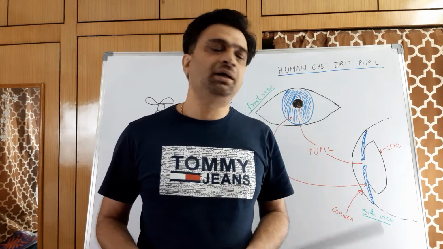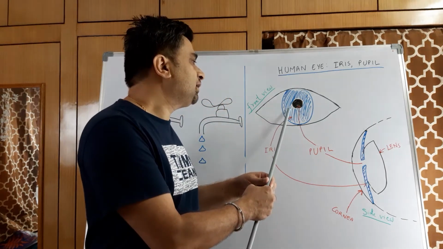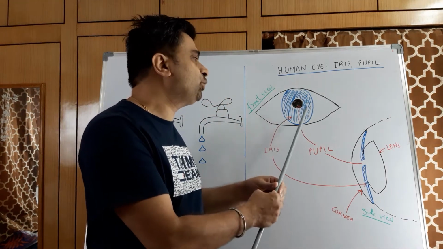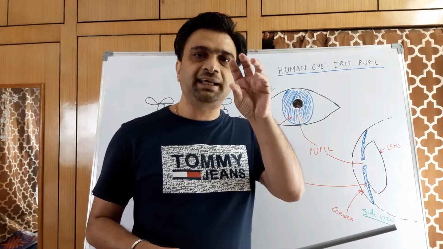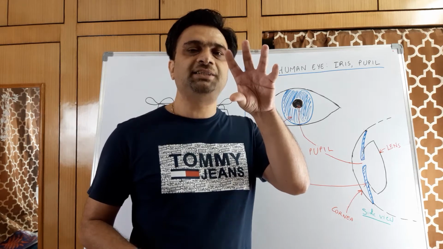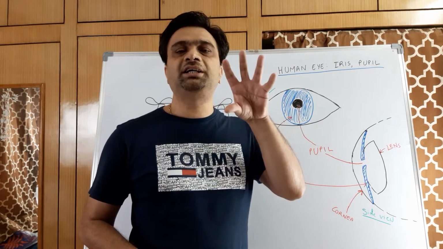How does it happen? The iris makes way for the pupil. It's just like the curtain which is taken off. The curtain takes off and the pupil size grows, and therefore it can take in more light.